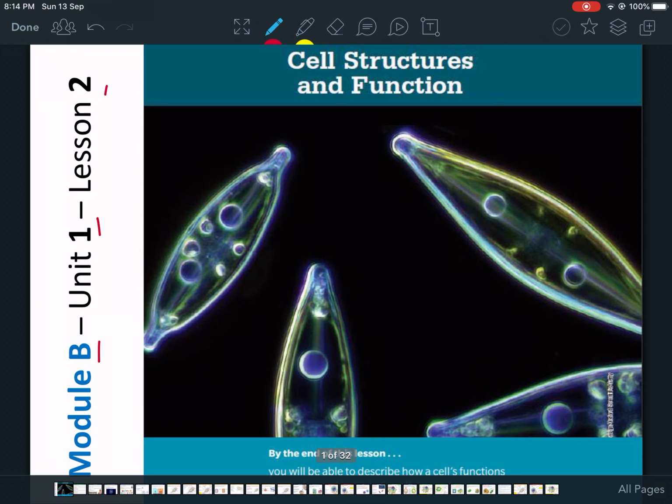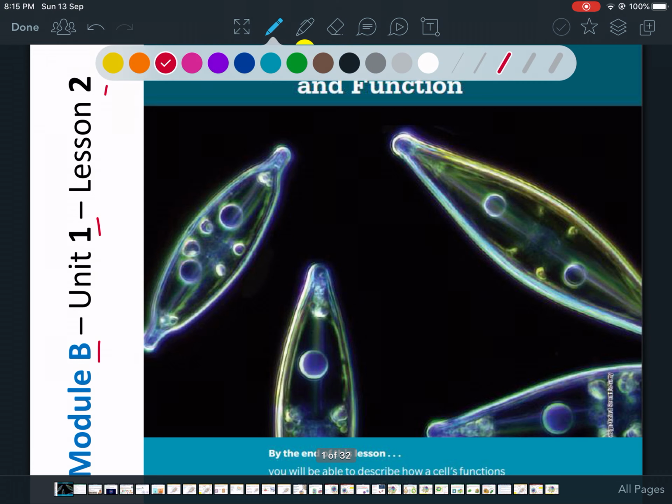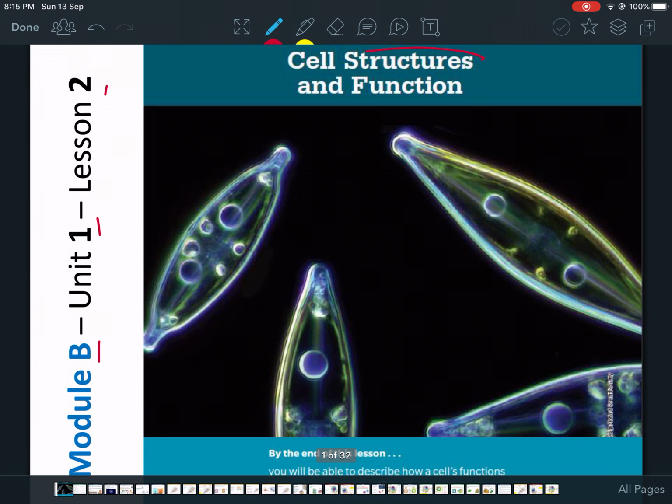Today we're going to be starting our new lesson. It's called cell structure and function. Okay, cell structure and cell function. What do we mean by structure? Shape. And what do we mean by function?